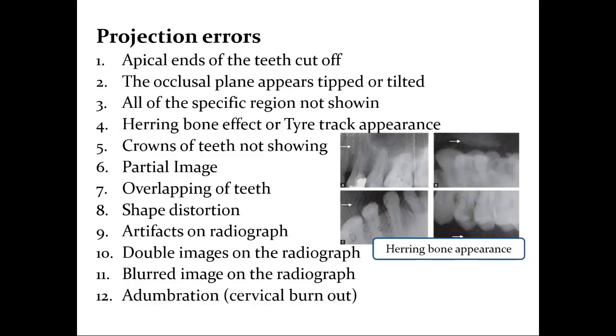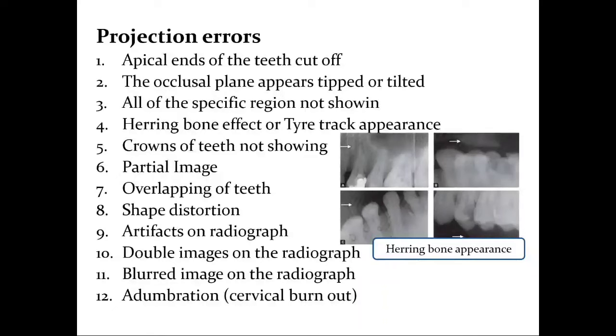So under the projection errors, they have listed all the errors with their cause as well as how to correct them. So have a read about each of these errors, that is the apices of the tooth being cut off, then the occlusal plane that isn't being tipped or tilted, all of the specific areas not being seen, the herringbone effect, or the tire track appearance.